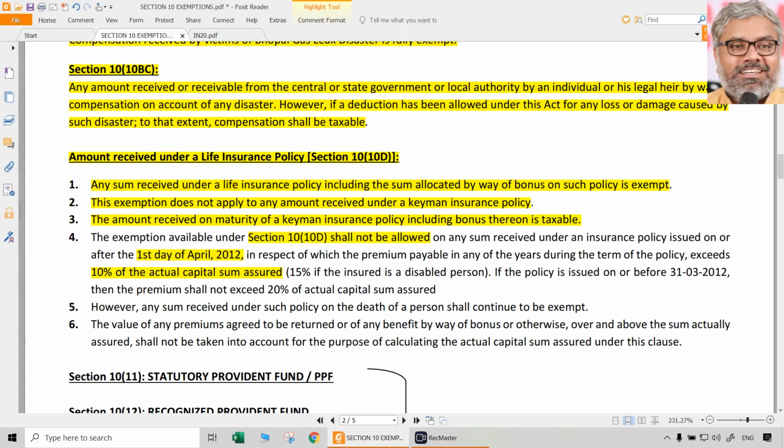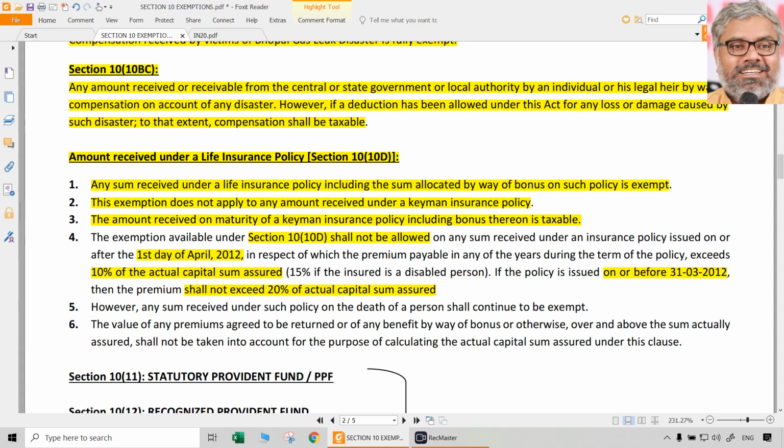Of course, what if the policy was issued on or before 31st March 2012? Then the premium should not exceed 20% of the actual capital sum assured. So prior to 1/4/2012, the premium could be 20% of the sum assured. Sum assured is generally called the policy amount.